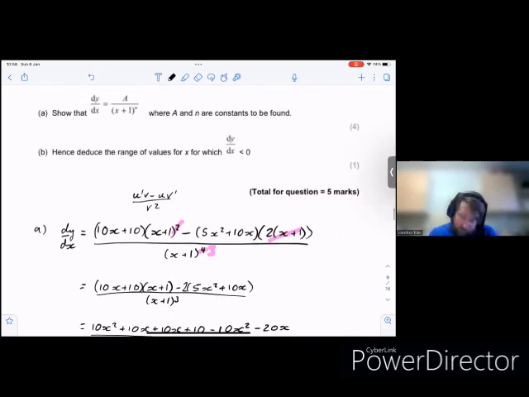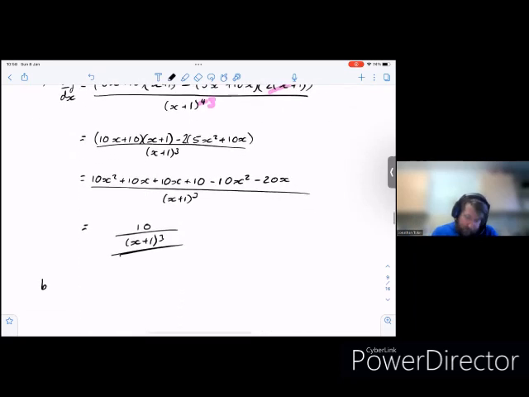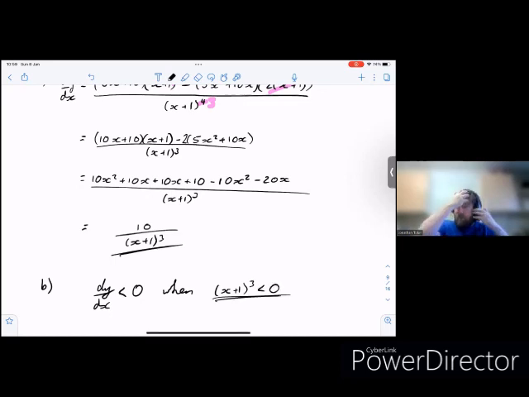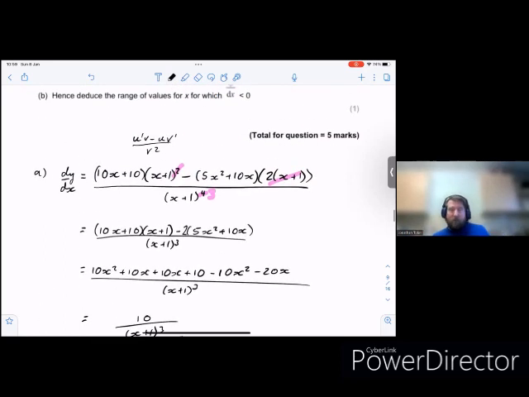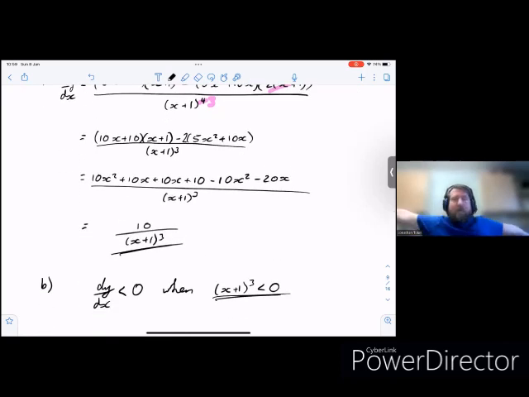Hence, deduce the values of x for which dy by dx is less than 0. So for part B, dy by dx is less than 0 when x plus 1 cubed is less than 0. Now normally you would have to solve an inequality to get that answer, but if you look at the question, it's only worth 1 mark, which indicates that it should be pretty obvious what's going on there.